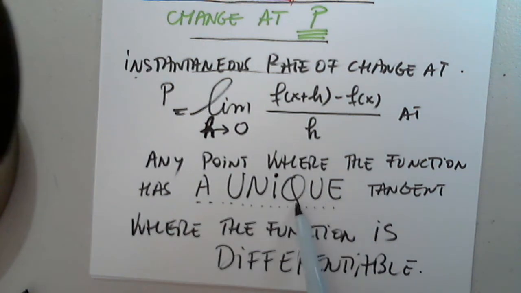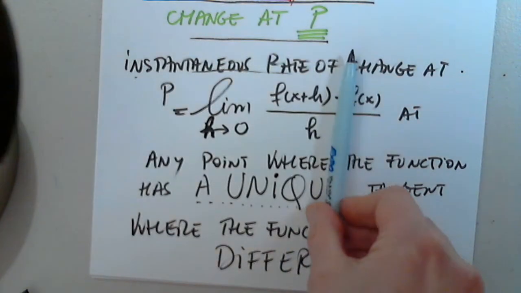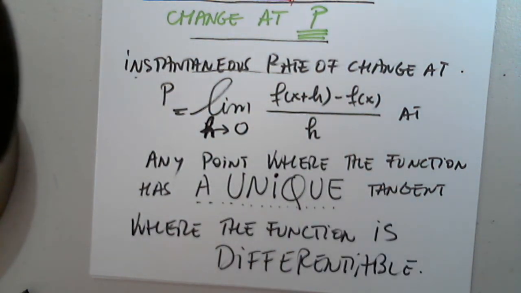There is a situation in which it has a unique tangent, but it's a vertical tangent, so that is a problem. So I'm going to explain when the function is not differentiable. I'm going to give you examples, and then we'll calculate these.